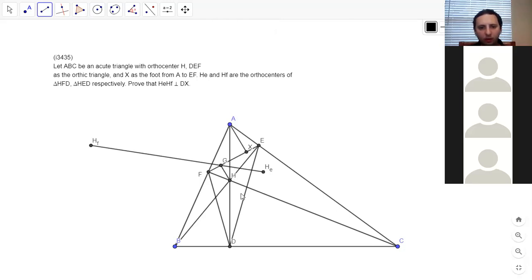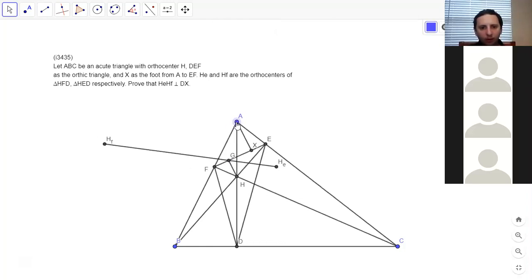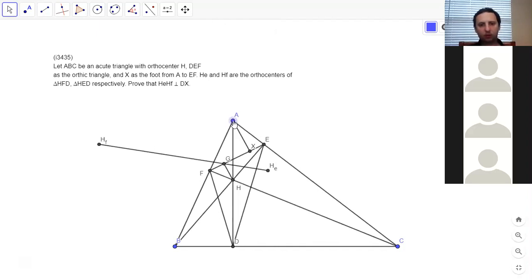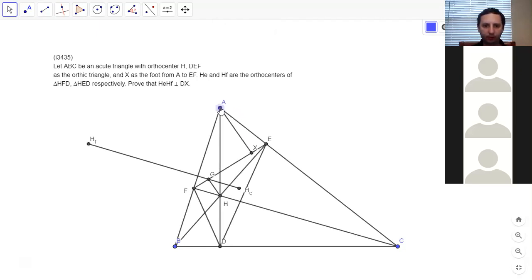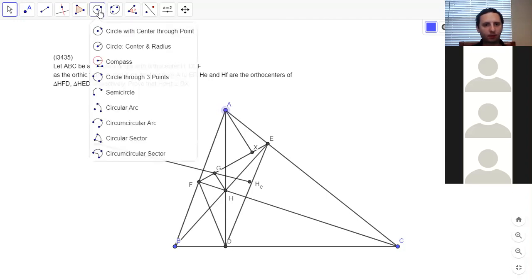We can interpret DEF as the intouch triangle, and it's an incenter-excenter configuration. A is the D-excenter. So H is the incenter of DEF, right? Is that what you're saying? Yeah, A is the excenter. And okay, because it looks like FG equals XE, so it's like, sorry.